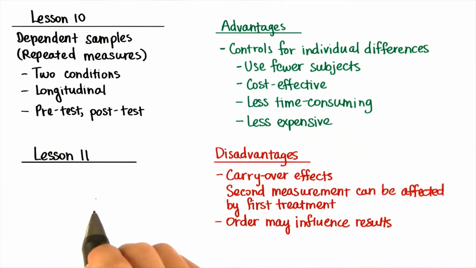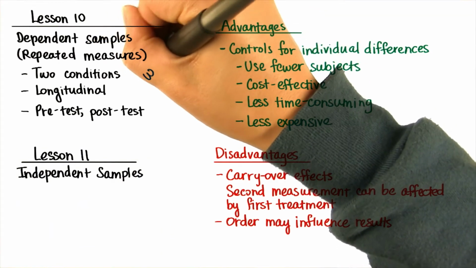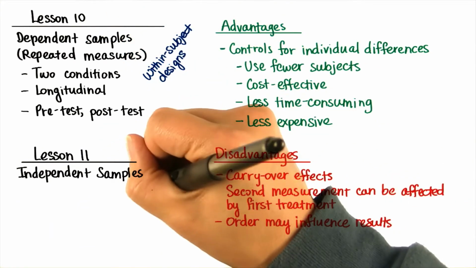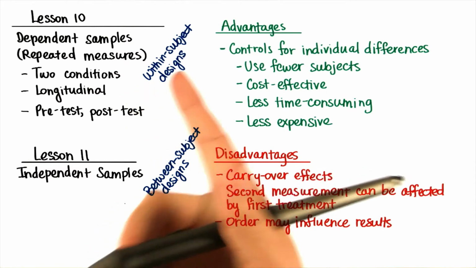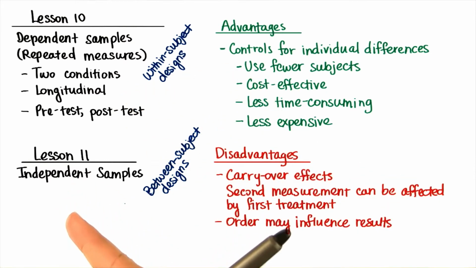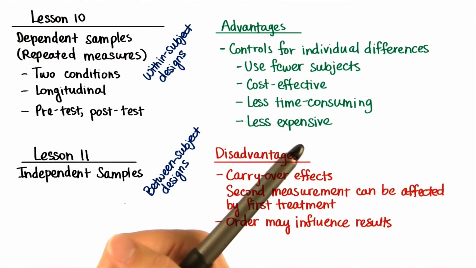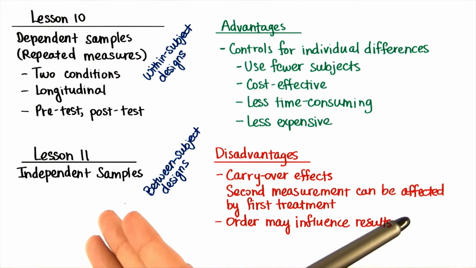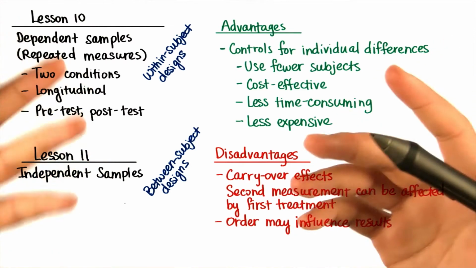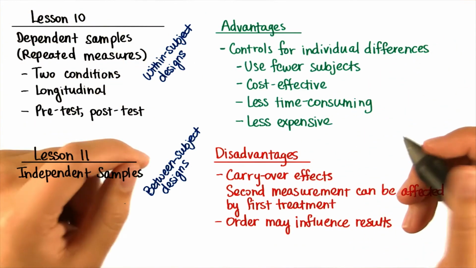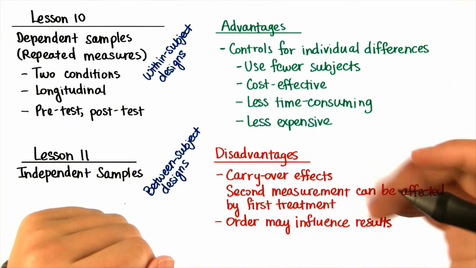Therefore, in this lesson, you're going to learn about independent samples. Whereas dependent samples deals with within subject designs, independent samples deals with between subject designs. In this case, the advantages of dependent samples are the disadvantages of independent samples, and the disadvantages of dependent samples are the advantages of independent samples. Does that make sense? With independent samples, we need more subjects, because we need to randomize the two groups taking the two treatments. We need a larger N to control for individual differences, as best as possible. That means it's more time-consuming and generally more expensive.